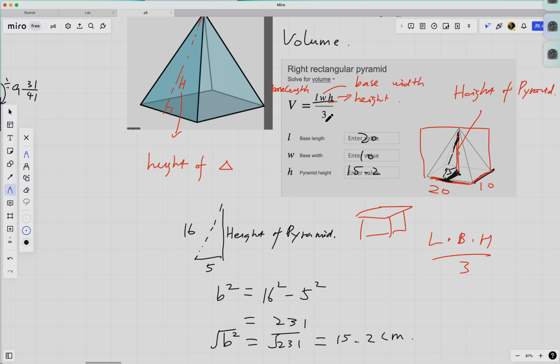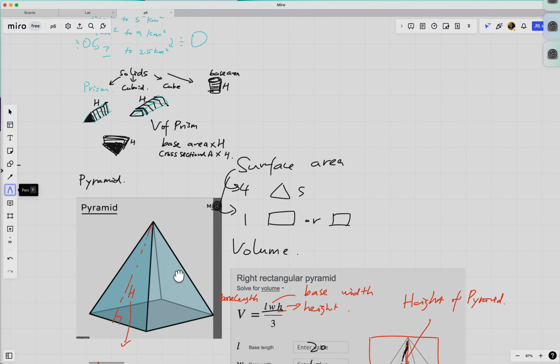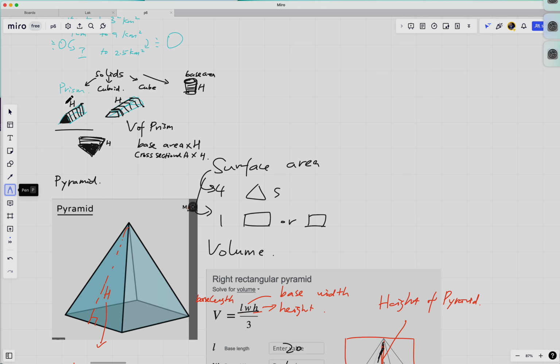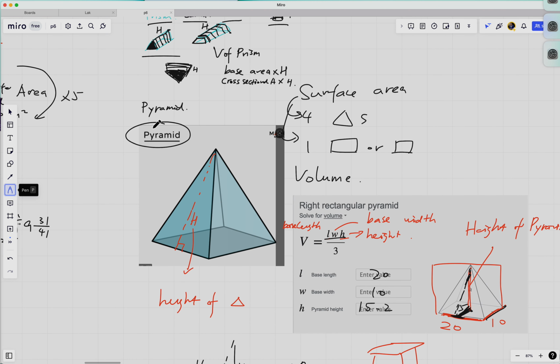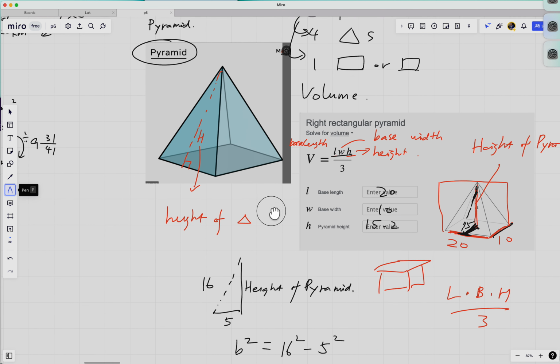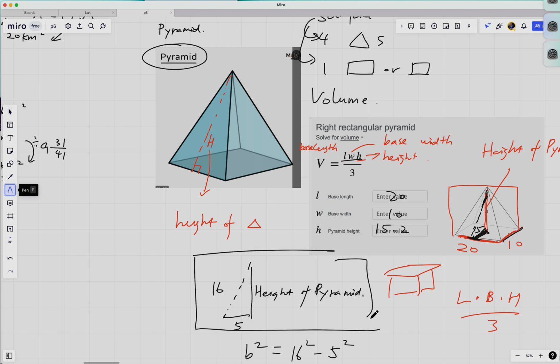So we have done the pyramid. Life is not so simple, right? Besides the prism, cube, and cylinder, today we learn a new one, the pyramid. The pyramid is 1/3 of a cuboid for volume. And how do you find the height of the pyramid? Make use of the Pythagoras theorem, and of course you need to draw it out to see how to do it.